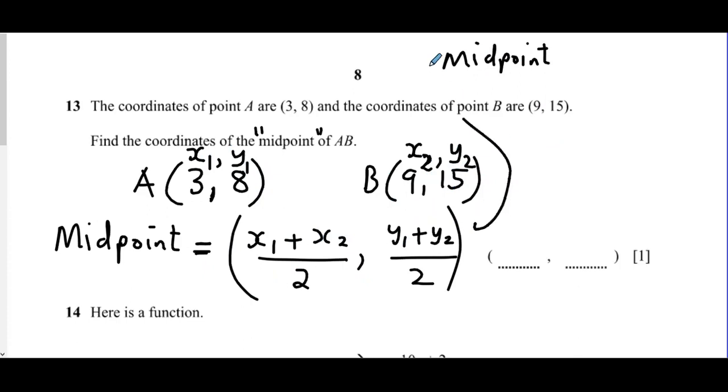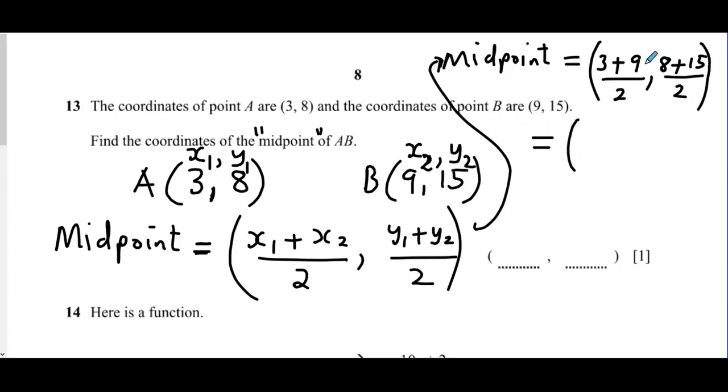We continue up there. The midpoint equals, okay, what is x1? x1 is 3 plus x2, x2 is 9. The answer you get divided by 2. y1 is 8 plus y2 is 15. The answer you get divided by 2. Put that in brackets. So your midpoint will be equal to 3 plus 9, that is 12, divided by 2, 8 plus 15 divided by 2.